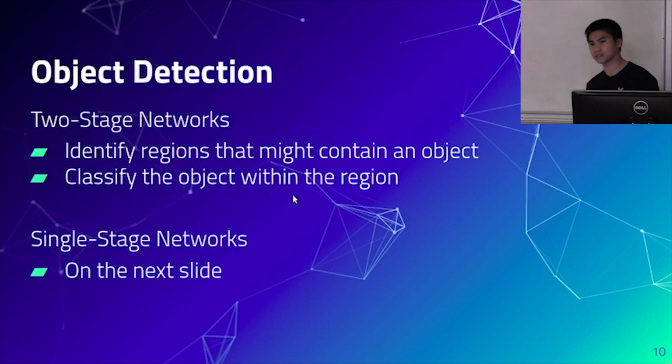Object detection works in two different ways. One is called a two-stage neural network. It basically identifies regions that can have some object, and then it classifies the object in those regions that it thinks there is an object. But the algorithm we're going to be looking at is YOLOv3. It's a single-stage network.